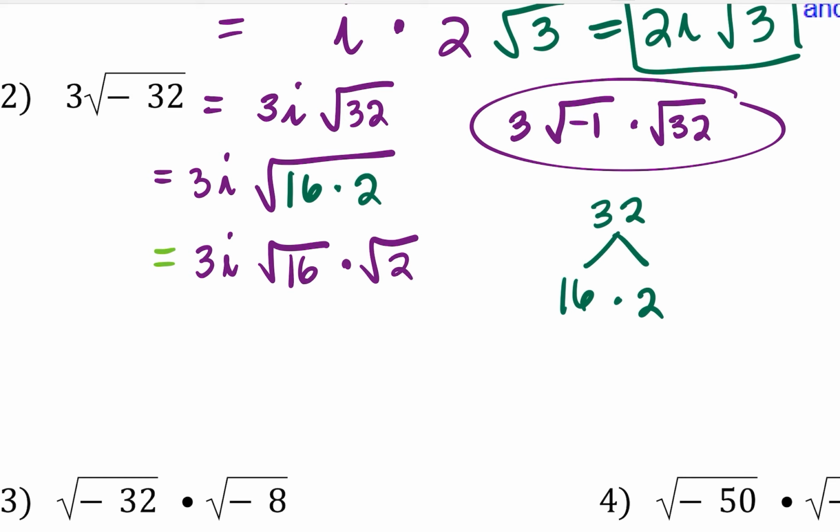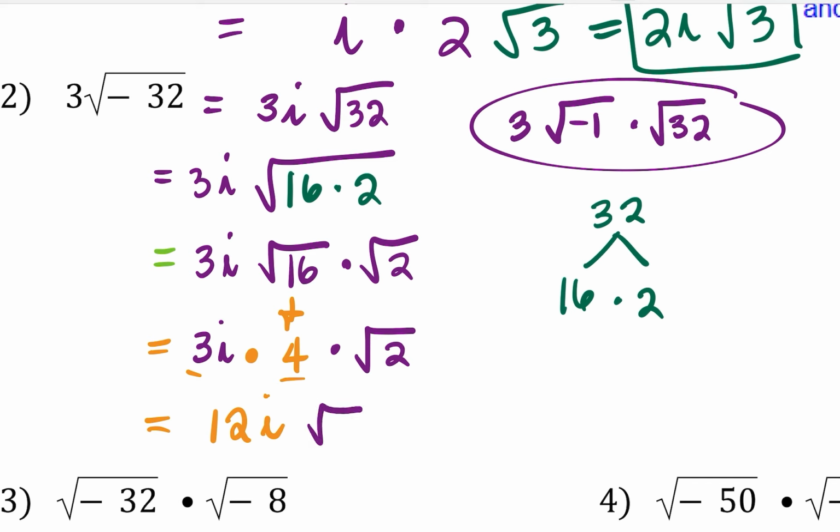And square root of 16 is equal to 4, separating that with a period to represent multiplication. So we drop 3i, and we'll drop square root of 2. So the 3 and the 4 can be multiplied, and that is equal to 12i, and then we'll drop square root of 2. And we have our answer.